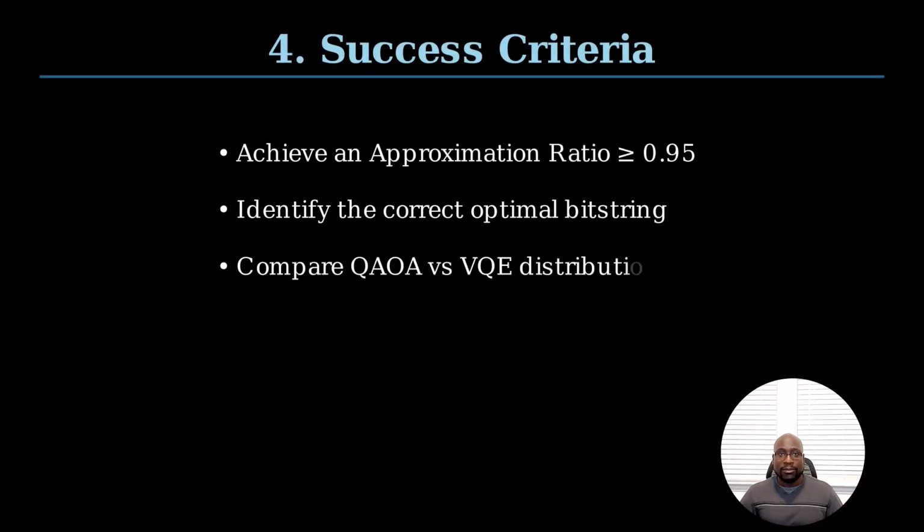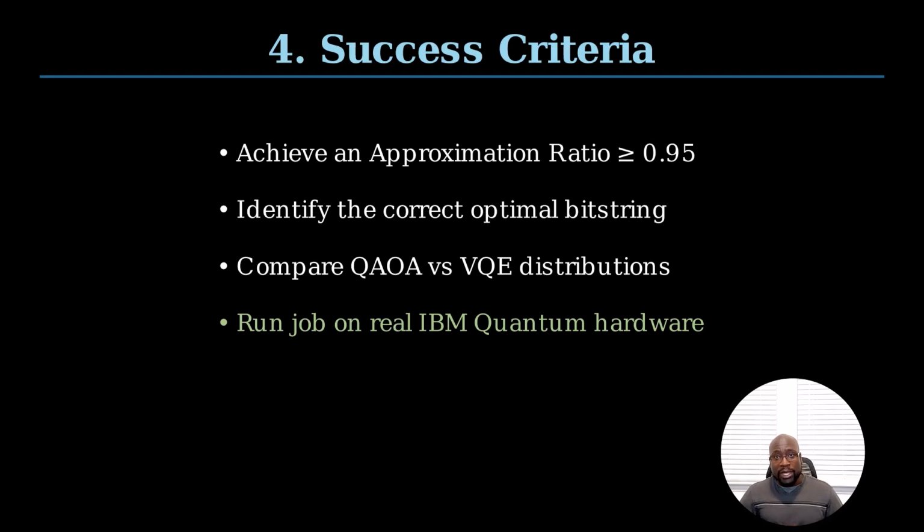How do we know if we succeeded? We are looking for an approximation ratio of 0.95 or higher on the simulator. We will also compare the probability distributions. Does QAOA give us a sharper peak for the correct answer than VQE? And how much of that accuracy do we lose when we move from a simulator to real noisy hardware?